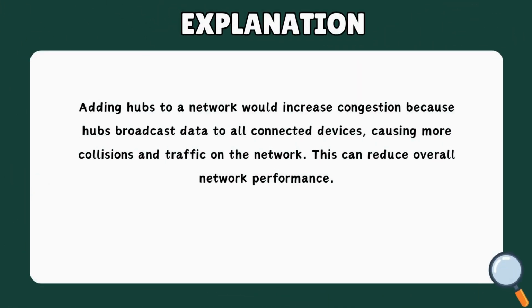Adding hubs to a network would increase congestion because hubs broadcast data to all connected devices, causing more collisions and traffic on the network. This can reduce overall network performance.